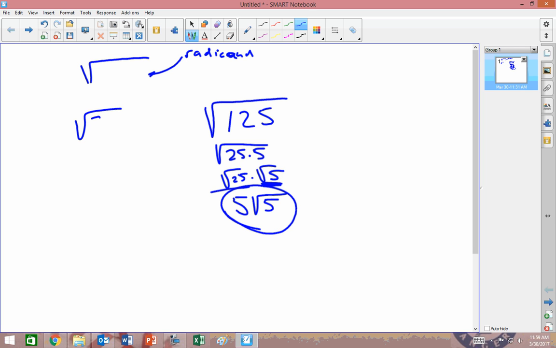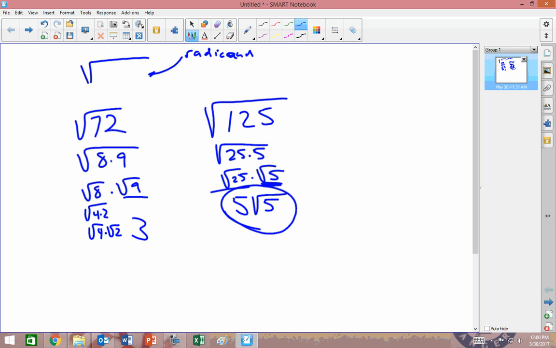Square root of 72. 8 times 9, that's a great one. So I've got the square root of 8 times 9. So I've got the square root of 8 times the square root of 9. Square root of 8. Can we break 8 down? Yeah, we can say 8 is the square root of 4 times 2. So the square root of 4 times the square root of 2. And what's the square root of 9? 3. We can just bring that down.